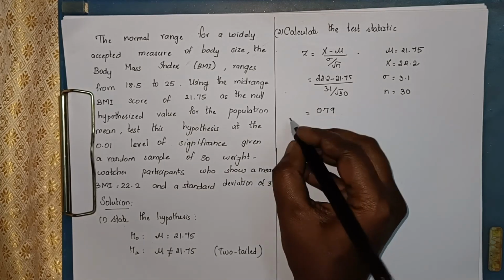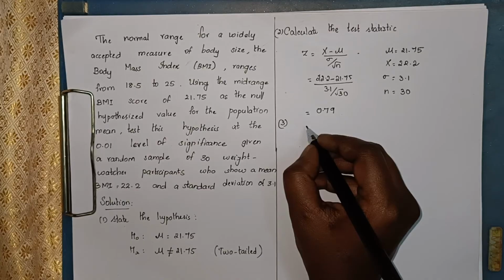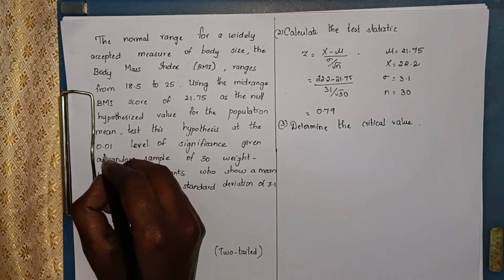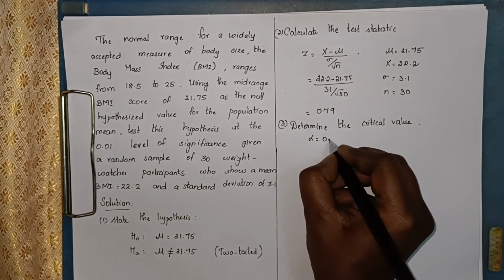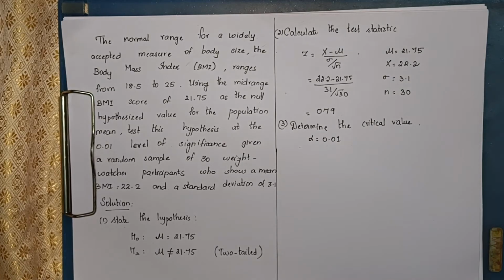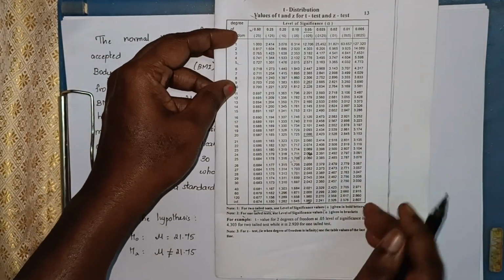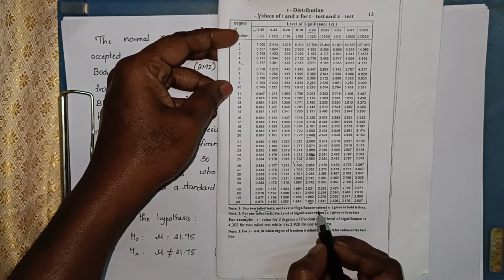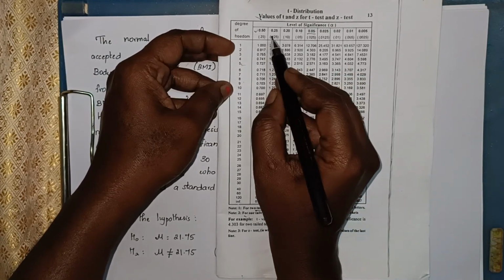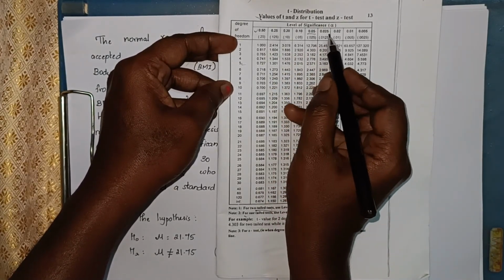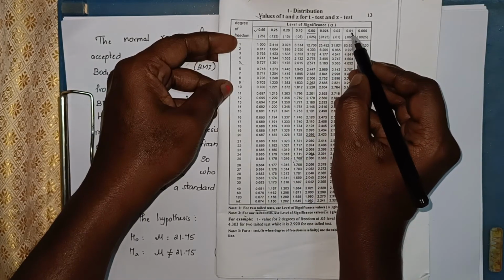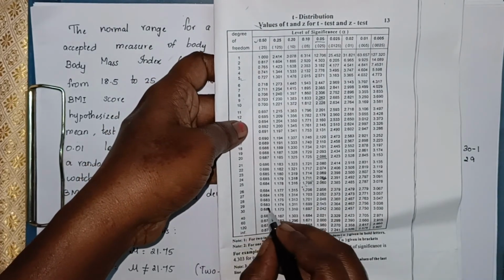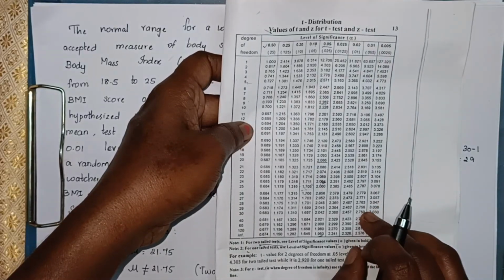The third step is we are going to use the table and find the critical value. Here alpha is given as 0.01, so alpha is equal to 0.01. Now we are going to refer to the distribution table. For two-tailed, we are going to use the alpha in bold letters. So this is two-tailed, and here alpha is 0.01. Degree of freedom equal to 30 minus 1, that is equal to 29. For 29 and for 0.01 the value is 2.756.